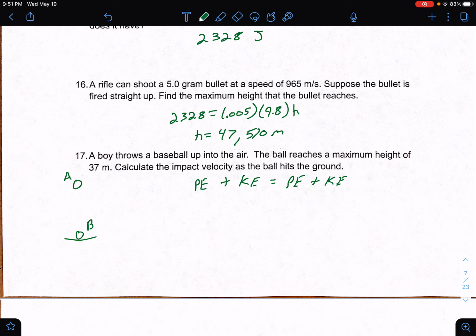Okay, so at the top, I don't have kinetic energy, so I can cross that out. At the bottom, when I hit the ground, I no longer have potential energy, so I can cross that one out. So this becomes PE equals KE. So remember, mass does not matter because it's on both sides. It would just cancel out anyway. So this would be gh equals 1/2 v squared. So gravity is 9.8, my height is 37 meters, that equals 1/2 v squared. Okay, so just solve for v, and you should get a velocity of 26.9 meters per second.